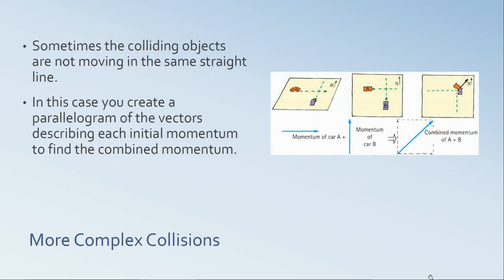Sometimes our colliding objects are not moving in the same straight line, either one hitting the other from behind or in our head on collisions. In this case, we can create, as we did last week, a parallelogram of the vectors to find the combined momentum. So in this particular diagram, the momentum of car A, the little red car moving eastbound, will be our horizontal vector, and our vertical vector will be car B, the little purple car moving northbound. And so we could draw these vectors and we could use our parallelogram theory to get the resultant, which would be the combined momentum of A plus B moving off to the northeast.